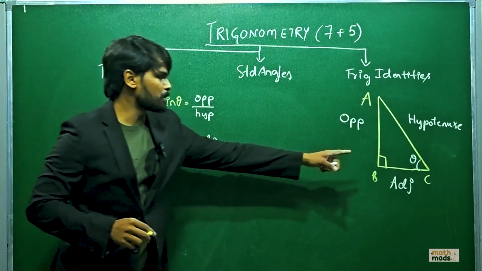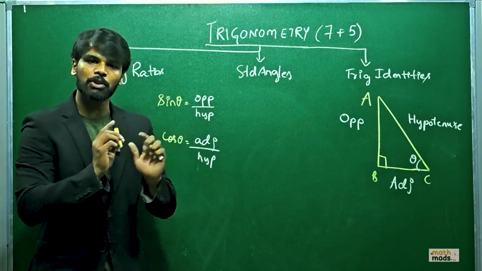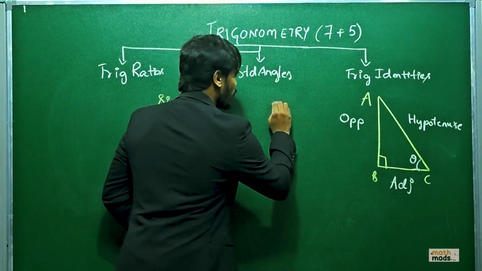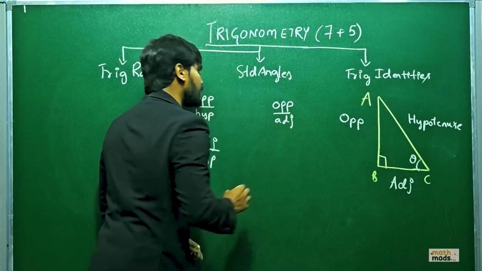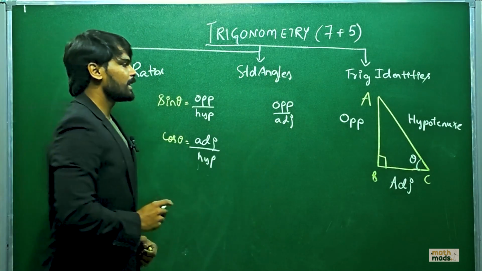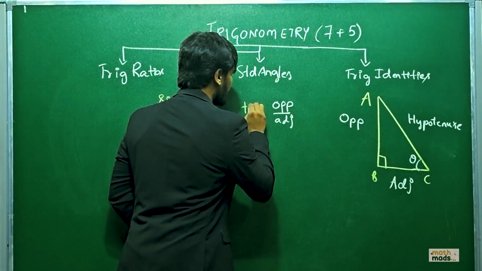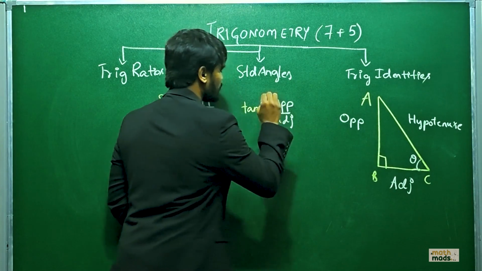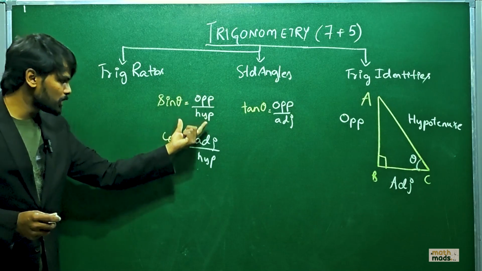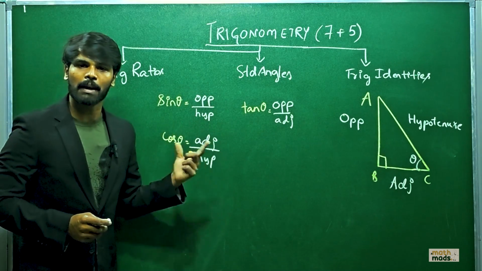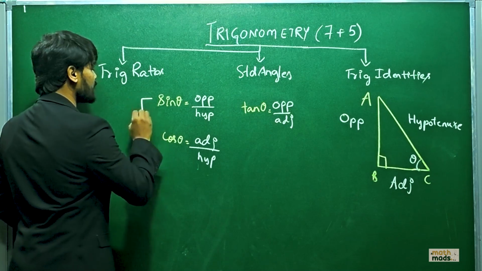Now again, with respect to theta, I have two sides. I will compare those two sides itself. I will be getting the ratio as opposite by adjacent. So whenever I take the ratio of opposite by adjacent, that is called tan theta. Okay. So these are the things which you have to remember. Sin theta is opposite by hypotenuse, cos theta is adjacent by hypotenuse. So these two are your basic ratios.